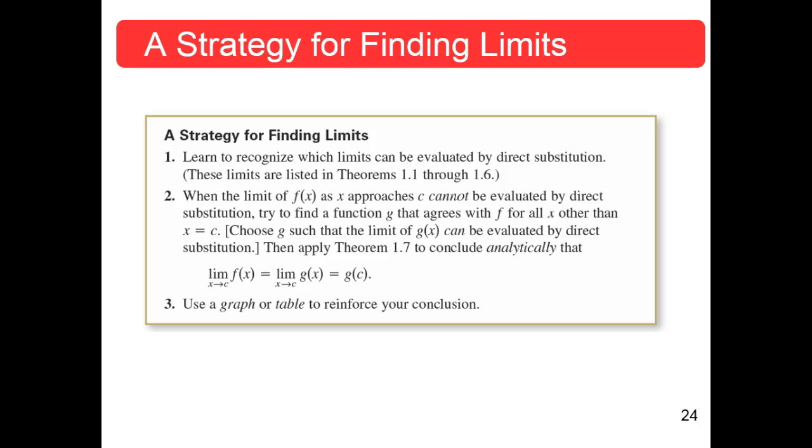Okay? So, when the limit of f of x as x approaches c cannot be evaluated by direct substitution, try to find some other function g that agrees with f except for that one value c. Do whatever it takes. The first technique is factoring. And then they say use a graph or a table to reinforce your conclusion. Well, right now they've only given us one tool, and that's the factoring tool.